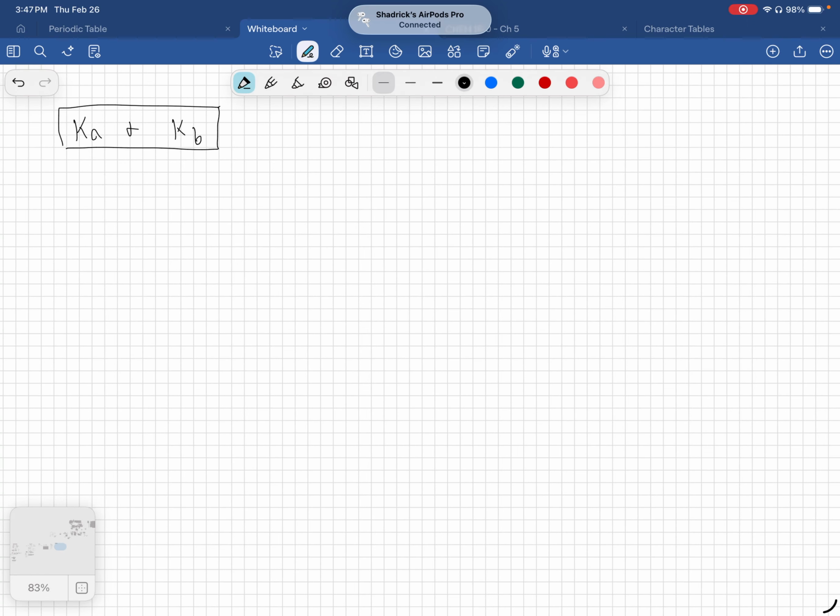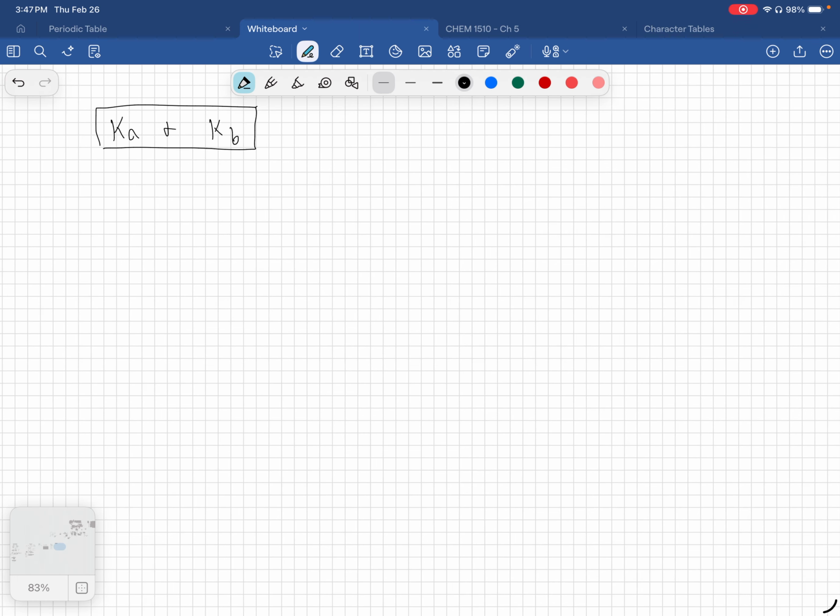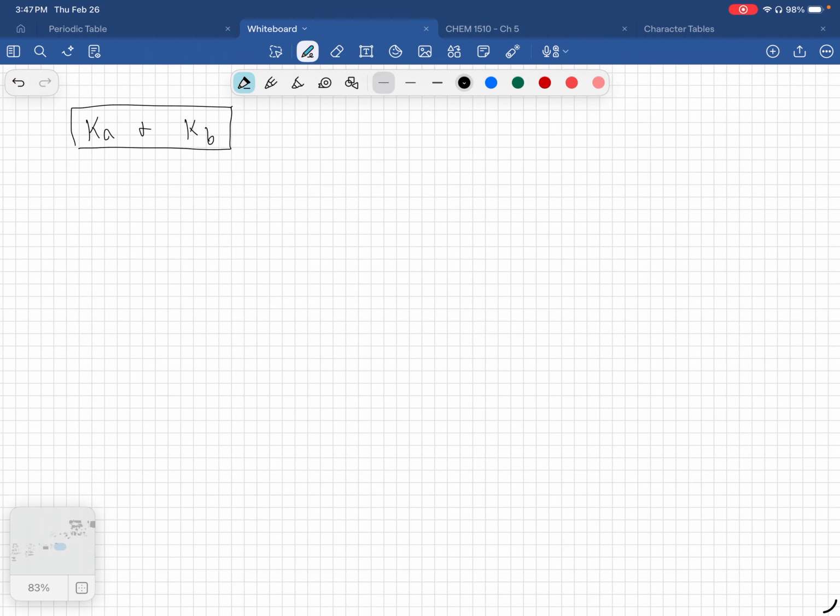Hello, in this video we will be exploring how we quantify the strength of acids and specifically what kinds of acid, and bases as well. So typically the way that we measure the strength of a Bronsted-Lowry acid or a Bronsted-Lowry base is as follows.